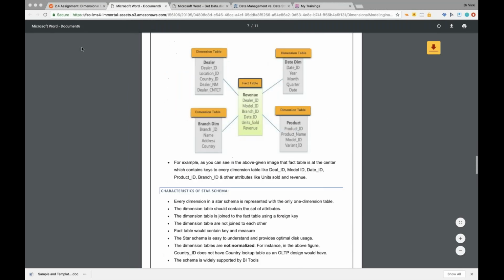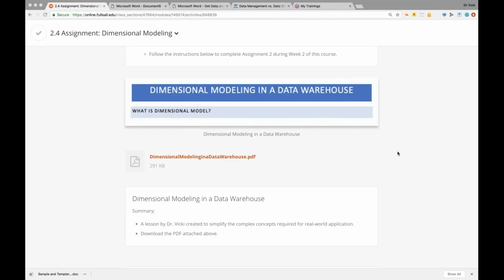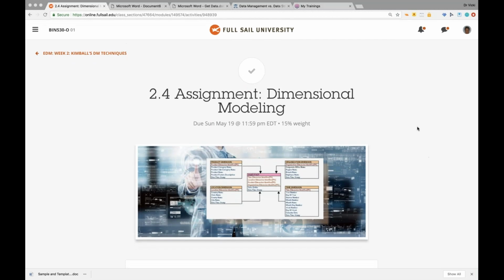Okay. And that's it for this week. What questions do you have for me? Yeah. My first question is about the model. Is it possible at any time that we can have more than one fact table in the model?